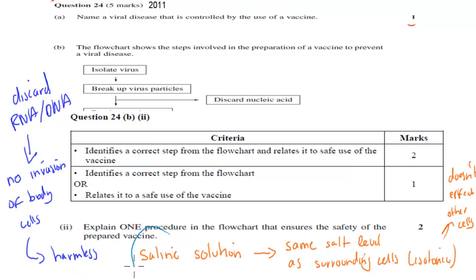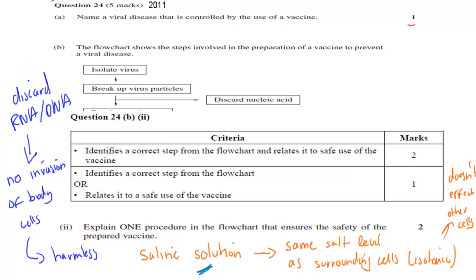That means they're harmless. If they can't replicate, they're going to be harmless. Another one you could have chosen would be the saline solution. The reason that's going to be safe is because they're going to have the same salt concentration as the surrounding cells they've been inside. So if we've got red blood cells, for example, inside our blood, the saline solution, which the protein code is encased in, will have those same salt levels, which means there's no osmosis happening, there's no water going in and out, which means the cells around it are not affected by the change in salt concentrations, because it's the same isotonic salt concentration. But you choose either one of them, right? And obviously, I guess the one most of us would have taken would have been this one, discard RNA DNA.